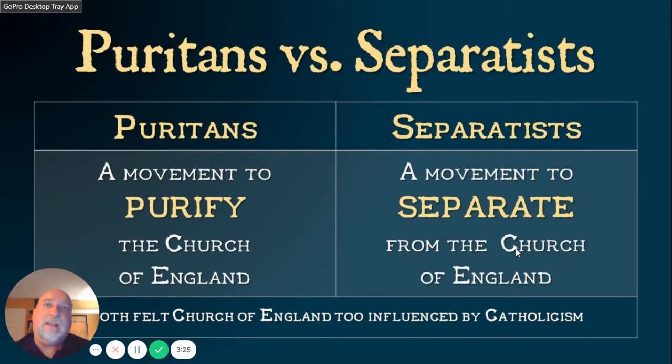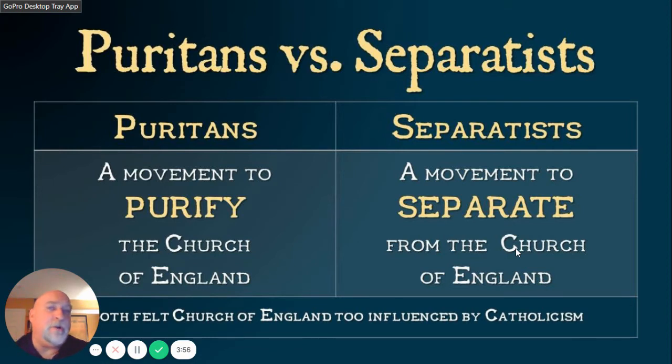Both of them believe that the Church of England, or the Anglican Church as it's called, had too much influence of the Catholic Church. What had happened back in the 1500s is King Henry VIII broke away from the Catholic Church and established his own church, the Church of England. And they kept a lot of the same rituals, a lot of the same prayers, a lot of the same methods of worship that they had used as Catholics.